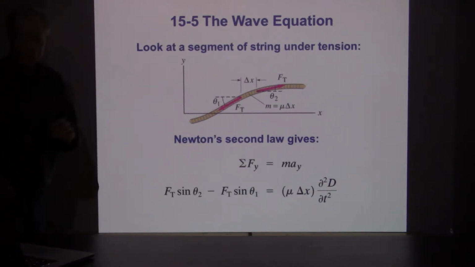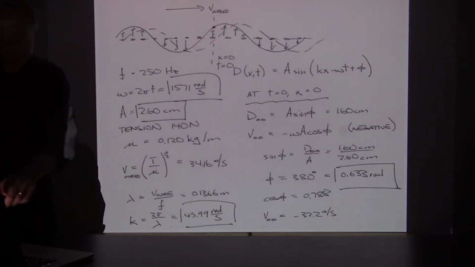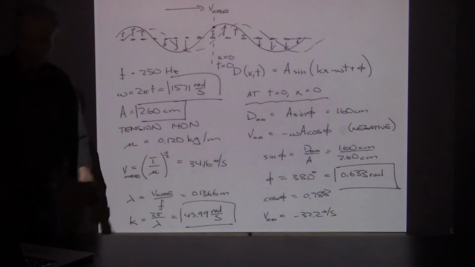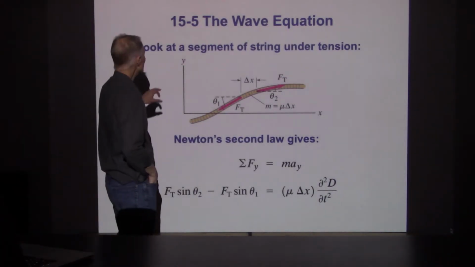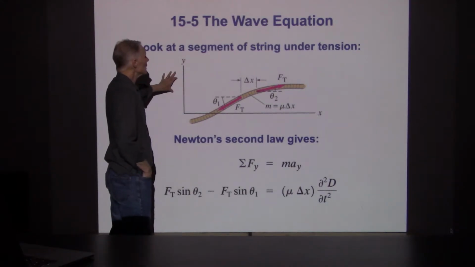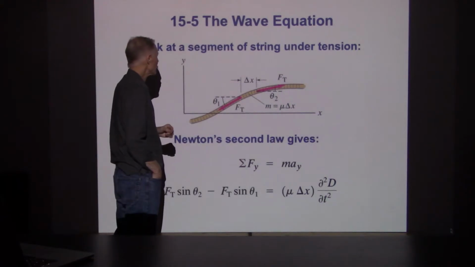We're going to move, well, I guess, okay, last look. Yeah, we've got to get that radians per second. That's radians per meter. Get that changed, or I'll get it changed. Let's look at a segment of a string under tension. Now I'm going to move pretty quickly through this.